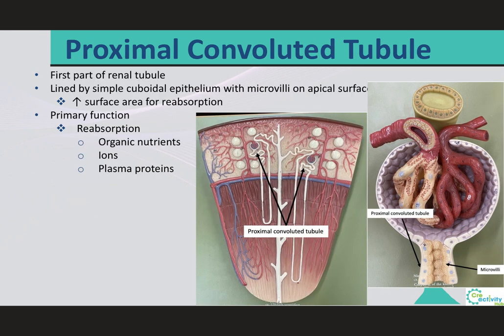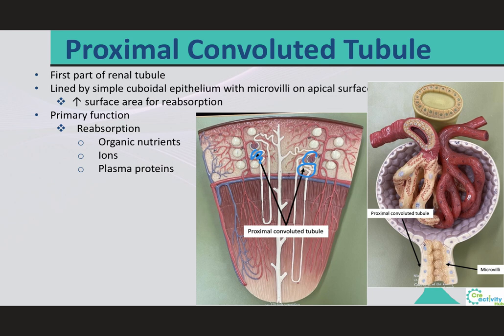So the proximal convoluted tubule is going to be the first part of the renal tubule. Proximal because it is going to be close to the renal corpuscle. Convoluted because it is wiggly, twisted. And tubule means that it's going to be a small tube.